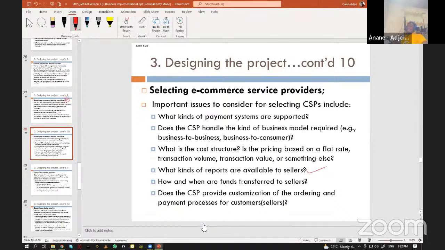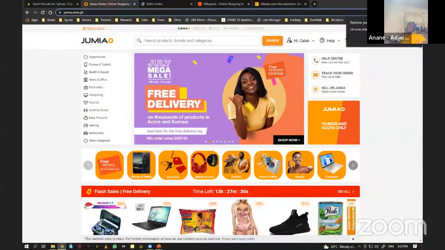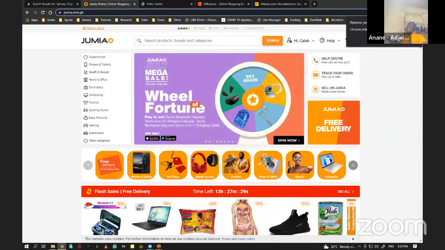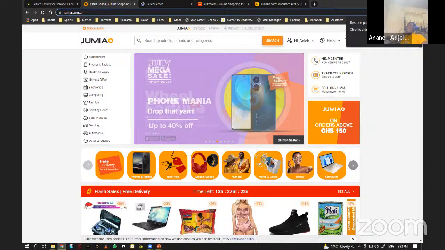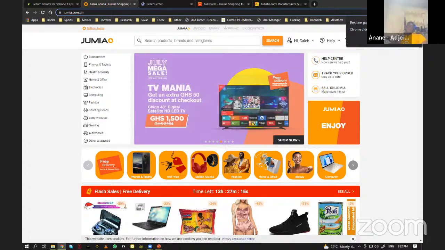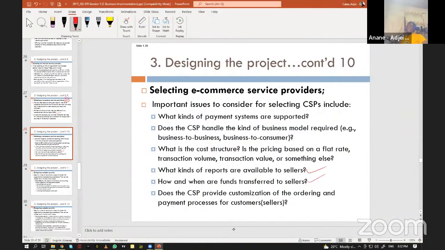Then the next one, what and when are the funds transferred to the seller? Don't forget that if I buy something from Jumia and I pay money, the money doesn't go directly to the one who sold the thing to me, that is the supplier. The money first of all goes to Jumia. So when I have received the product and I'm satisfied with it, then I'll tell Jumia that yes, the person has supplied me the product and I'm okay with it, before they are able to release the money to the supplier. So we need to find out what kind of report, how and when are the funds transferred to the seller?